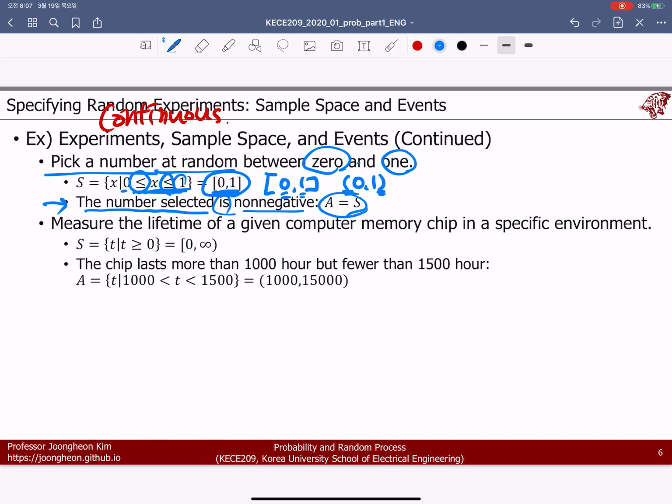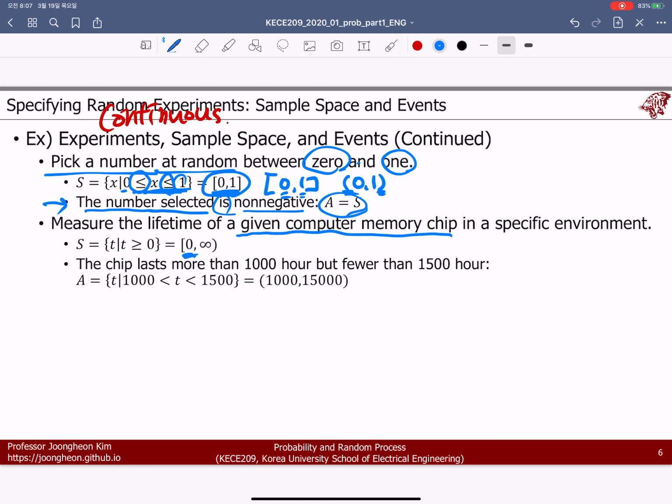For the next case, we are looking at a real life example. In this example, we have one given computer memory chipset. When you buy a computer memory chipset, it can malfunction immediately. So the lifetime can be 0. If you buy something and it is already broken, then we cannot use it at all. That's why the lifetime is 0, and it starts with 0.